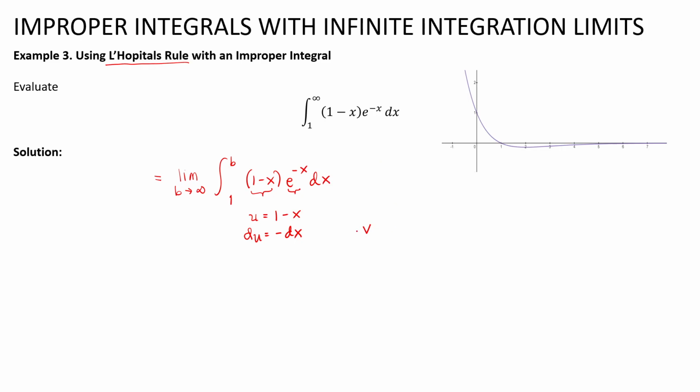So v here, I mean dv is e to the power of negative x dx. So getting the integral of e to the power of negative x, this gives you negative e raised to negative x. So uv minus v du, so this gives you 1 minus x, then negative e to the power of x, and then minus the integral of v du. So negative e to the power of x, and then du is negative dx.